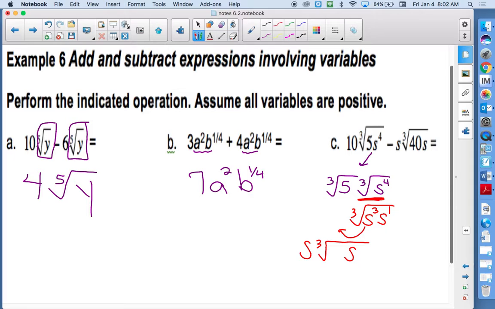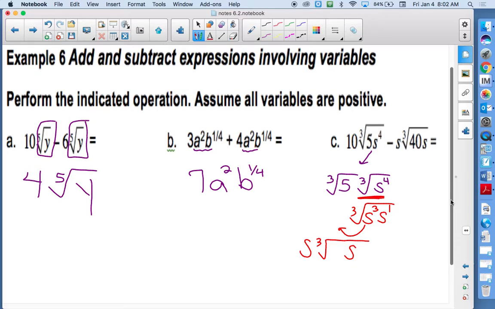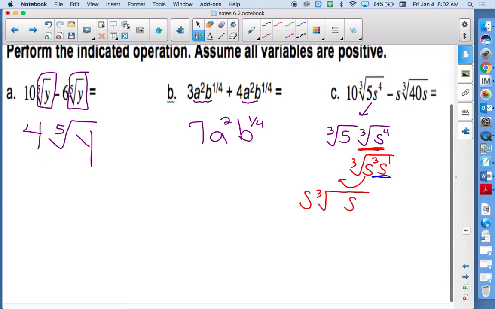And then we still have the cube root of that other s that remains inside because it doesn't divide out. So the first one divides out because we have 3 divided by 3. So that divides out and goes outside. But the other one remains inside, that s to the first that's left over. And inside with it is also that 5 because that was left over.